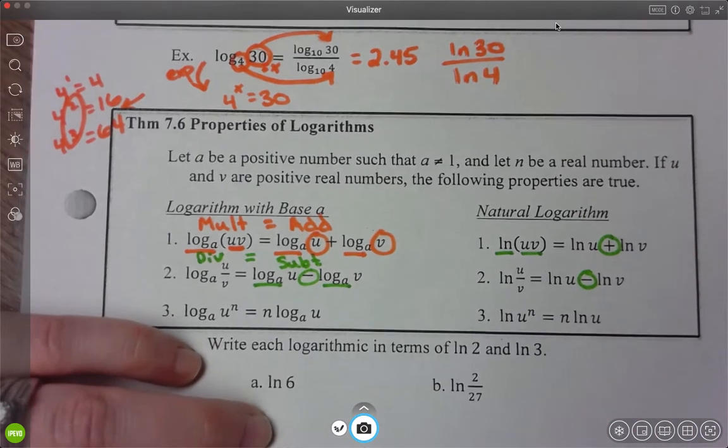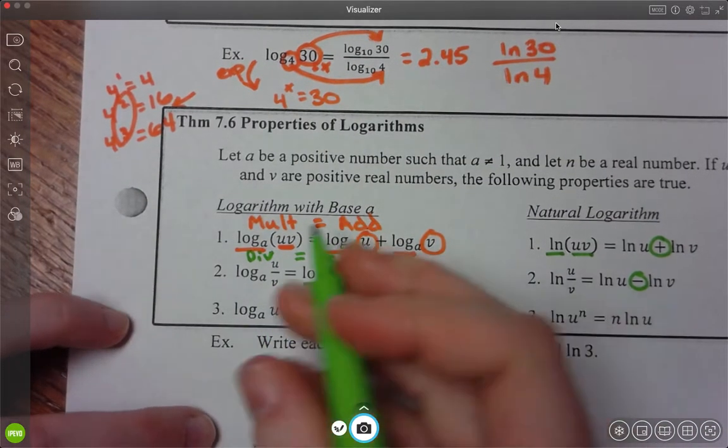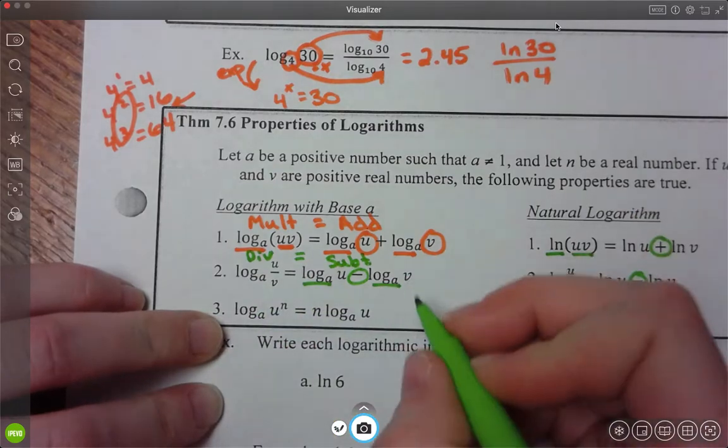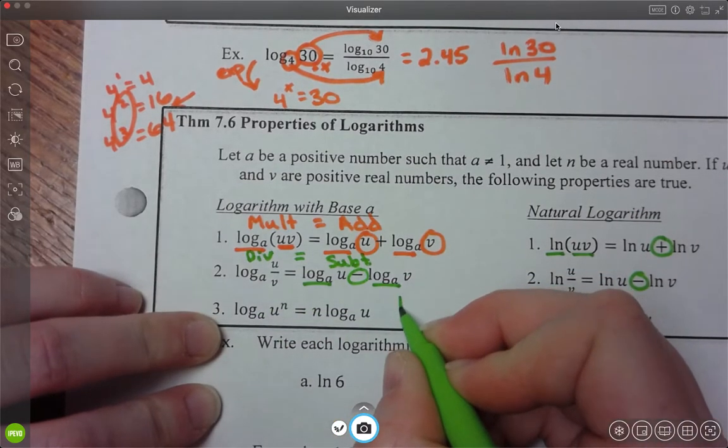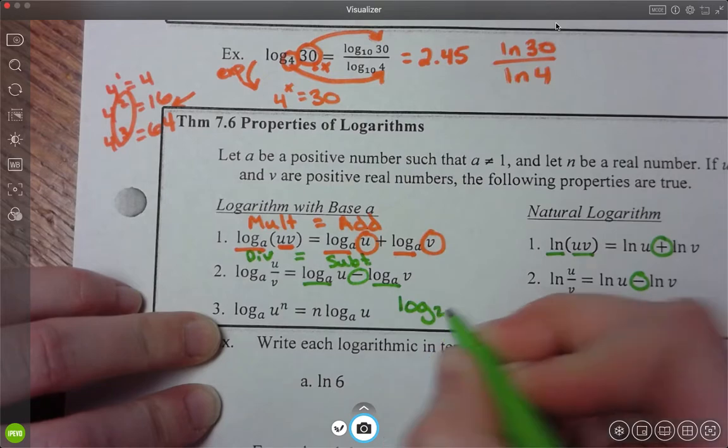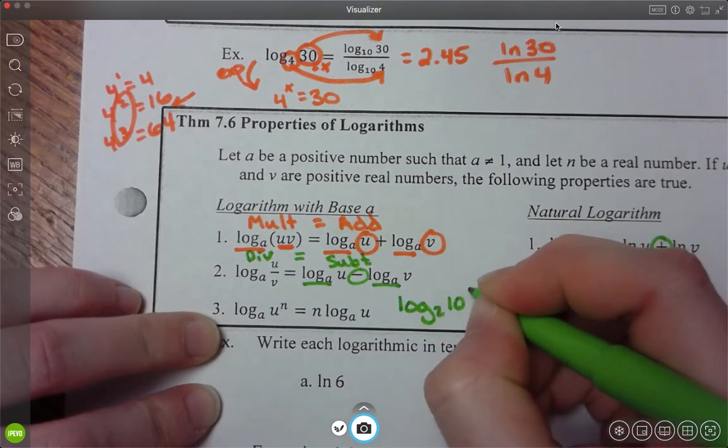Now this part number 3 here, I'm going to use some actual numbers here. Let's say I have log base 2 of 10 to the 3rd power.